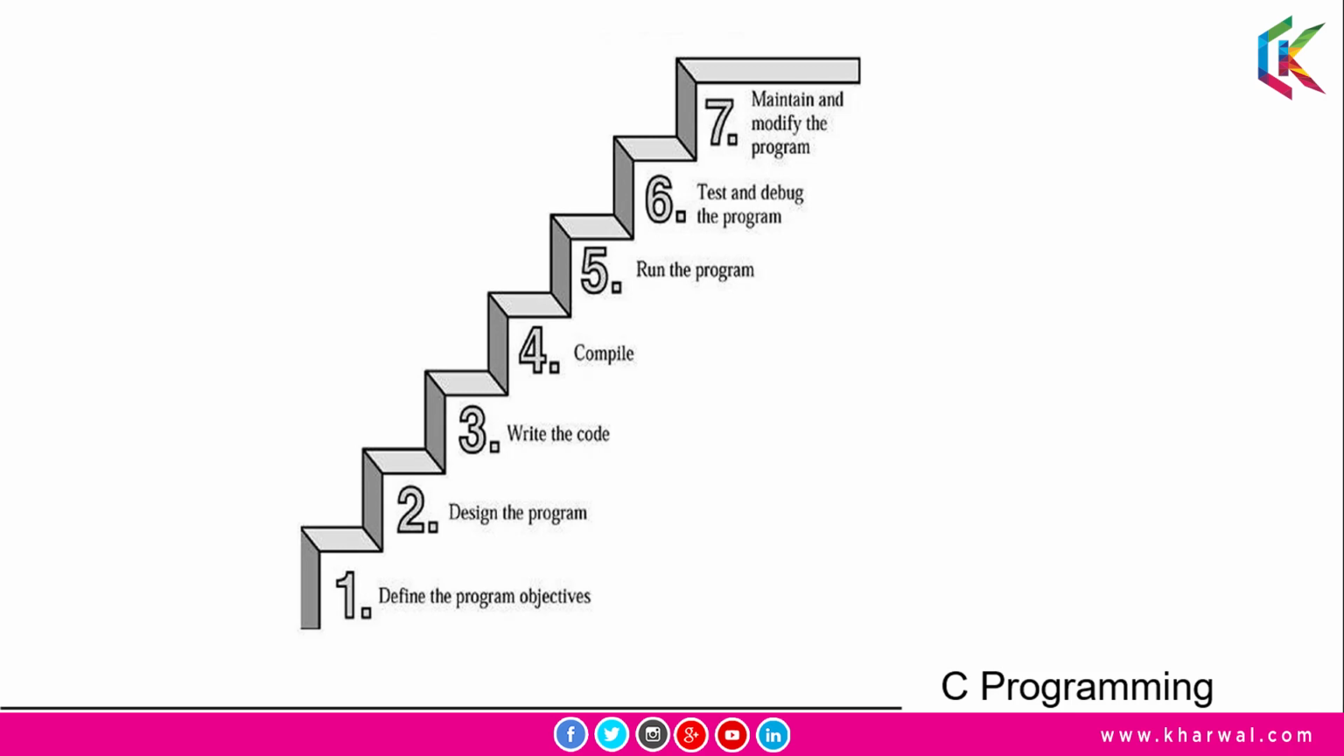objective of the program, and then we can write the code based on the design, and then we can compile our program using Alt plus F9 to check the errors. And if there is no error, then we can run the program by pressing Ctrl plus F9, and then we can test and debug the program by putting different values in our program, and after that we can maintain and modify the program. So these are the 7 important steps to define the structure of a C program.